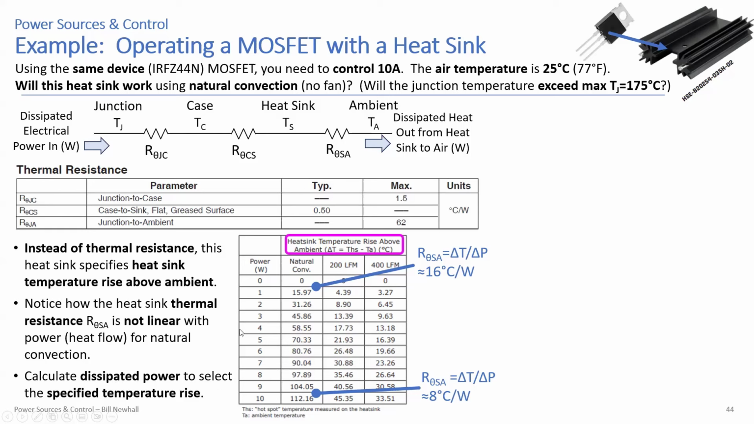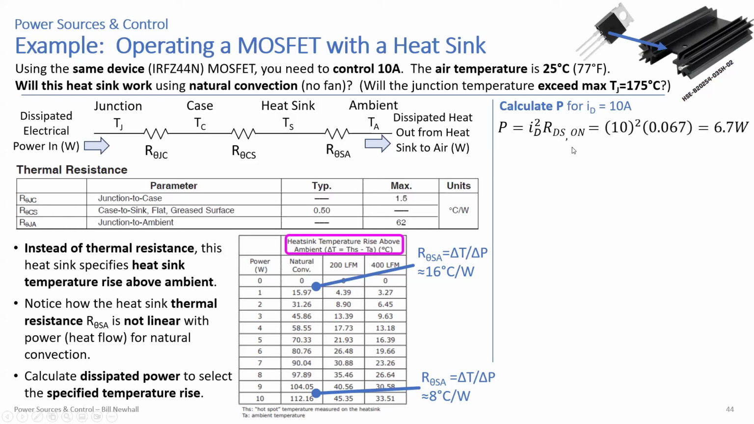So let's do that. Let's calculate the power for ID equals 10 amps. You have this 10 amp device you're controlling with this MOSFET connected to this heat sink. Power is I squared R. So you have ID squared times RDS on. That's the power. So here, 10 squared times 0.067, 67 milliohms, is 6.7 watts.